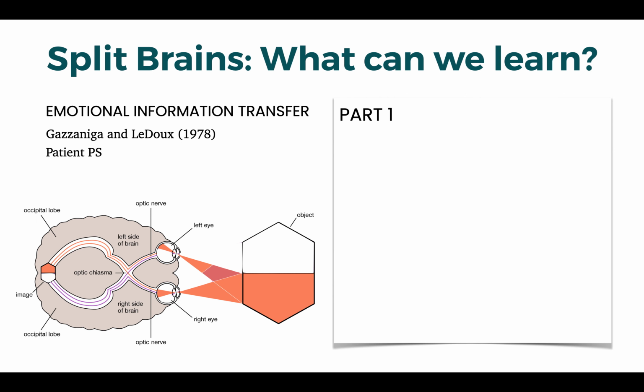Okay, so this is patient PS. It's another split brain patient. And basically this patient has some language information in both hemispheres. Okay, and this does happen. Now let's see how this works.